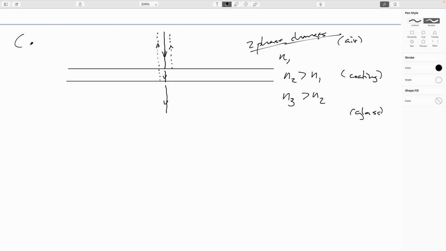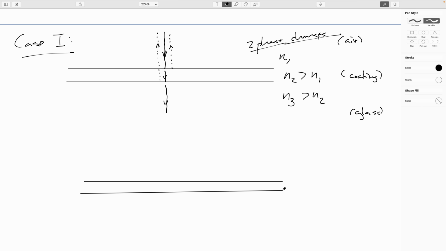And I'm going to call this a case 1 situation. And there is another possibility that I would also classify as case 1. And that's the inverse. So let's say your exit.